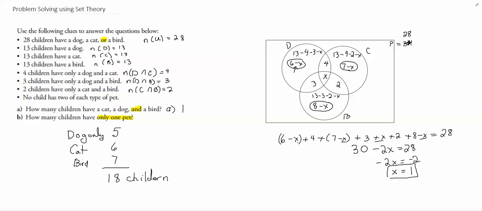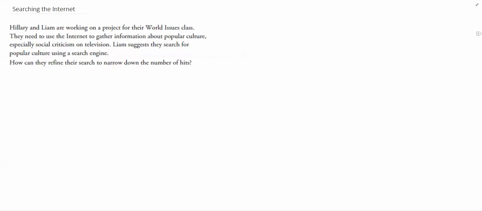It's not quite so number-based. It's searching the internet. So Hillary and Liam are working on a project for their world issue class. They need to use the internet to gather information about popular culture, especially social criticism on television. Liam suggests they search for popular culture using a search engine. How can they refine their search to narrow down the number of hits?